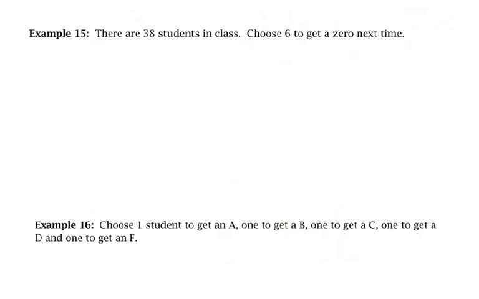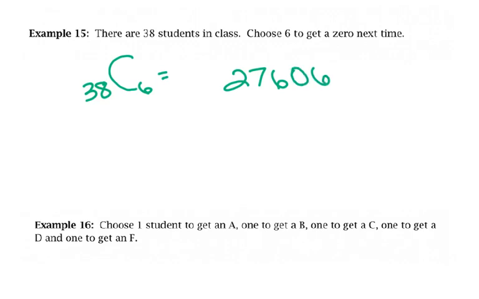Okay, number 15, there are 38 students in class. I'm going to choose 6 students to get a 0 next time. So does order matter? If I'm choosing 6 and they're all getting a 0, it doesn't matter who I choose first. So I just choose 6. So we could say 38 and a combination, and we're going to choose 6 of them. So how many ways could I choose 6 students to make that happen? There's 2,760,681.